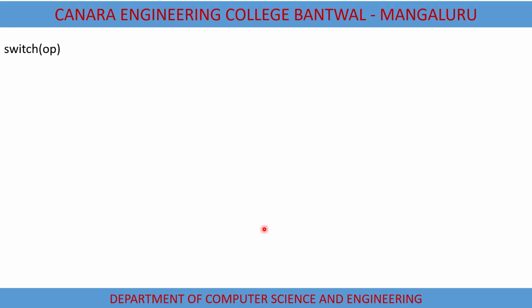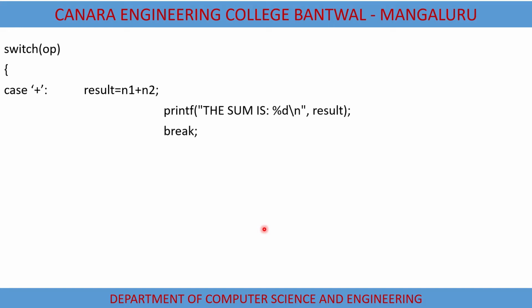So we are writing a switch. In the switch, we are passing the operator as a key value to check. Then followed by a case. The first case is the plus symbol, a plus character. In plus, we are finding the addition. So plus is for addition purpose. We write result is equal to n1 plus n2, semicolon. printf sum is %d, result, followed by a break statement.